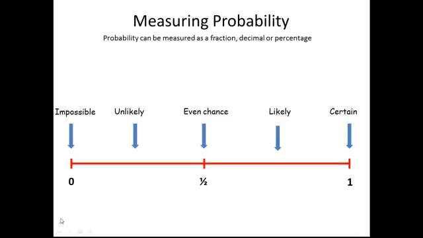Now, I did mention that you can express these as a fraction, decimal, or percentage. So I've got them as fractions there. If you have them as a decimal, obviously 0 is just 0 as a decimal. An even chance would be 0.5, and certain is 1. Or if you had these as percentages, we would have 0%, 50%, or 100%. Most of the questions we do will probably deal in fractions or decimals.